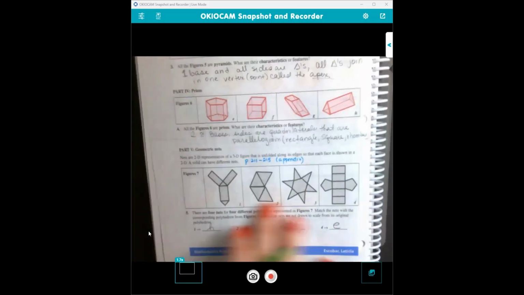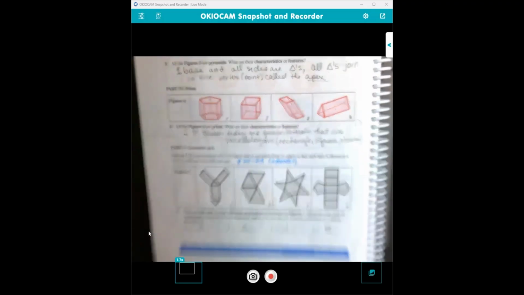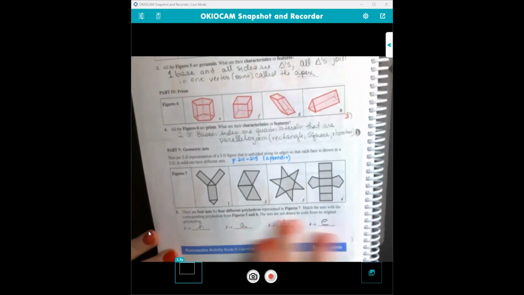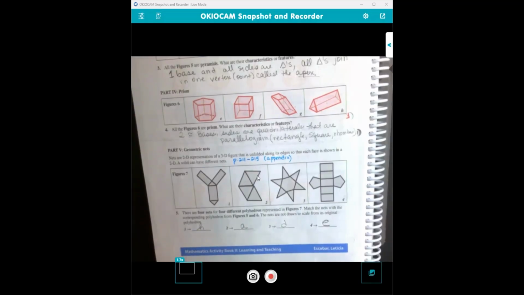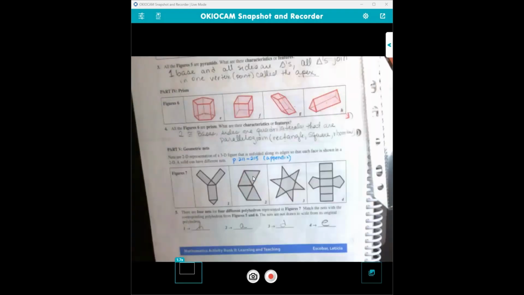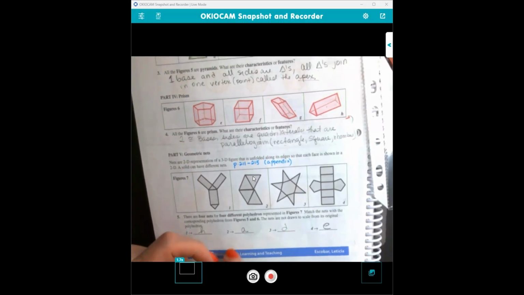Now these nets, I did not want the color ones, so I just made a copy, and that's what I use for these. But you have these right here in the book, like I said, pages 211 and 215. So you can cut them out and use them. Let's see, I don't think I have all of them in here.